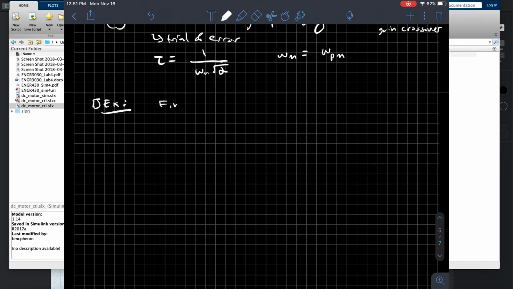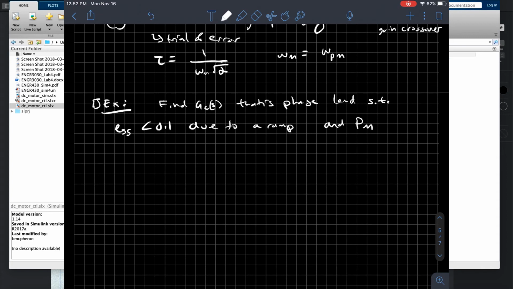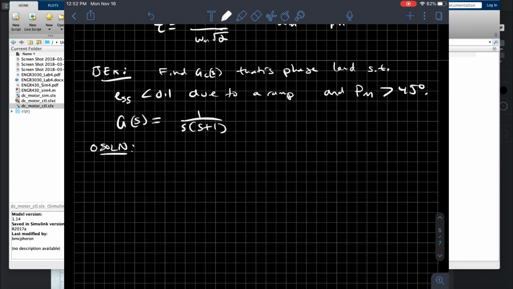I want you to find Gc(s), a compensator that is phase lead such that the steady-state error is less than 0.1 due to a ramp and the phase margin is greater than 45 degrees. The plant G(s) is equal to 1 over s plus 1. So the first thing I do is find K to meet the steady state error specs.